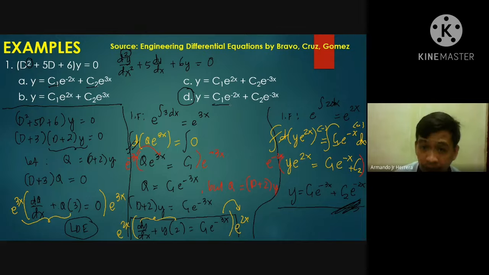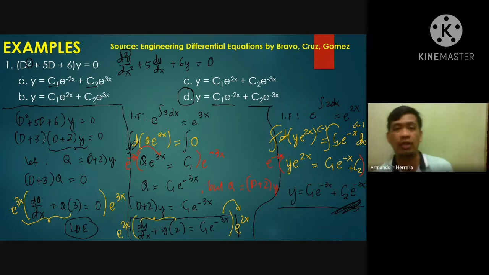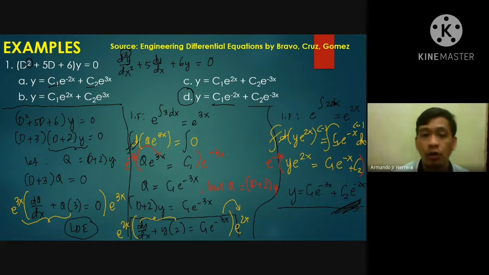So, pwedeng magkapalit yung C1 at C2, depende kasi di ba multiplication ito, so pwedeng mauna yung D plus 2 or ang sumunod dito ay D plus 3. So, since multiplication is commutative, so depende sa mauna mo, pwedeng magkapalit ang C1 at saka ang C2.